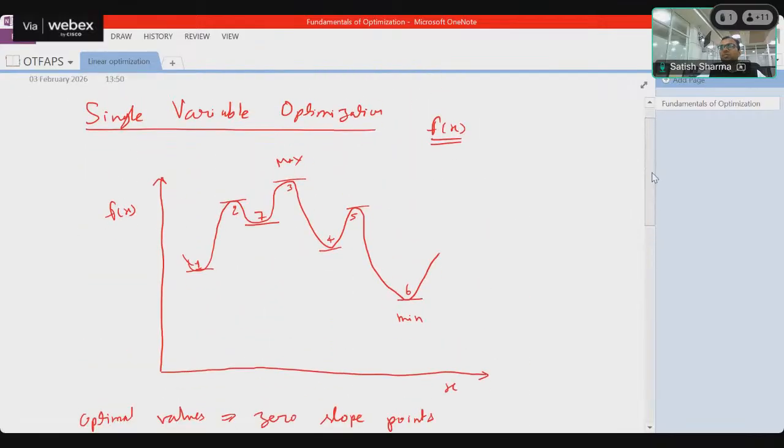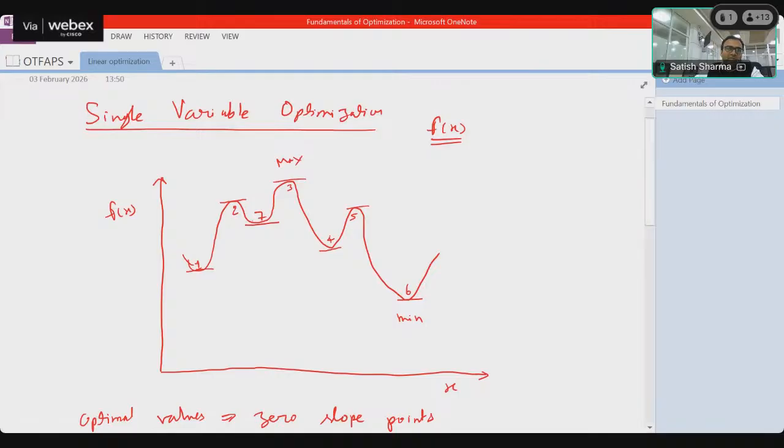Basically, let's say single variable optimization. This is one random function f(x), which has certain valleys and certain peaks. So you can see out of these, the values 1, 4, 6, and 7 are valleys, and 2, 3, 5 are peak values. And if I want to calculate the maximum value or minimum value, you can clearly see that whenever the slope of this function is 0, we obtain either a peak or a valley.